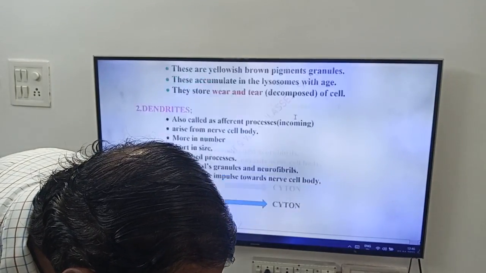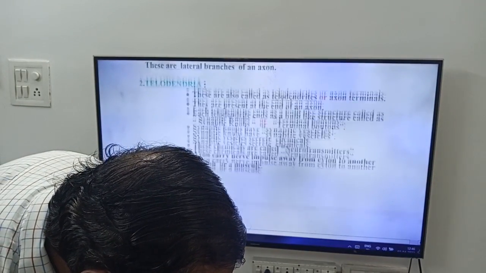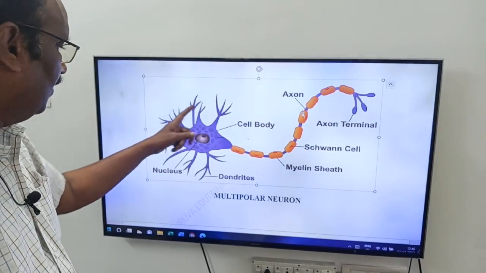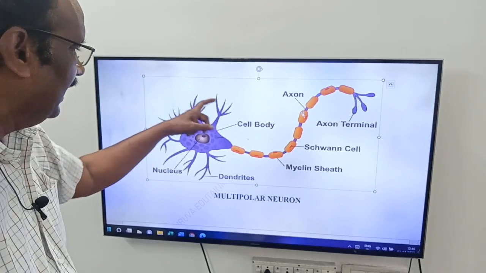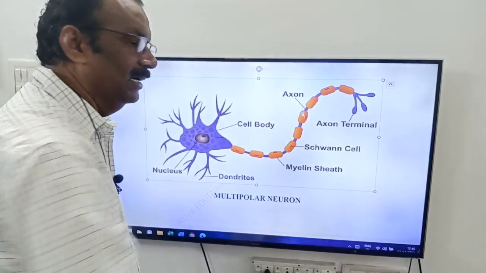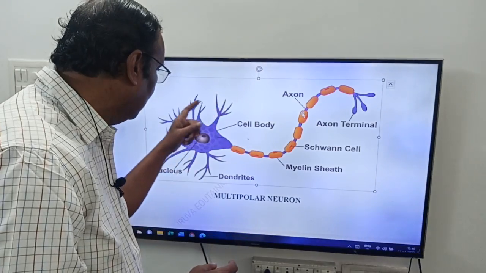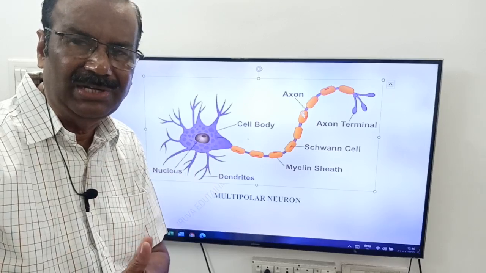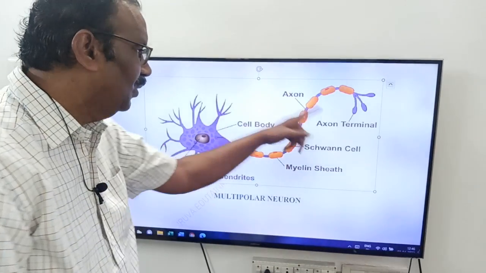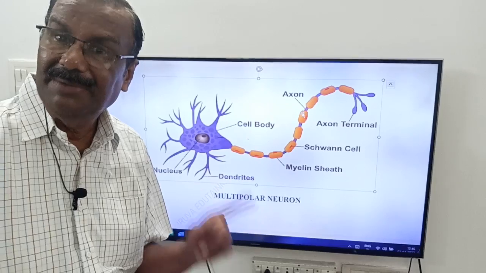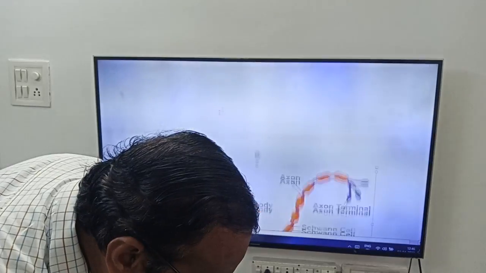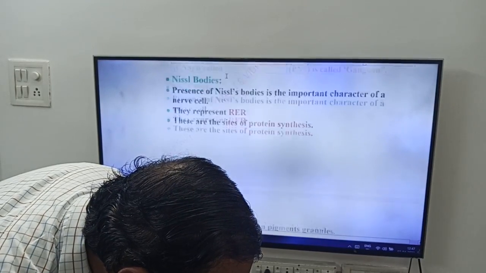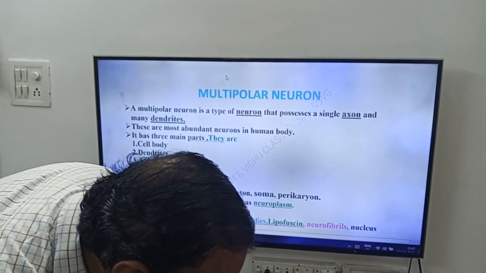See friends, here is one image. These are the dendrites. How many dendrites are there? Many dendrites are there. This is the axon. It has one axon and a number of dendrites. If a neuron has many dendrites and one axon, it is called what? Multipolar neuron. A neuron that has a number of dendrites and one axon is called what? Multipolar neuron.